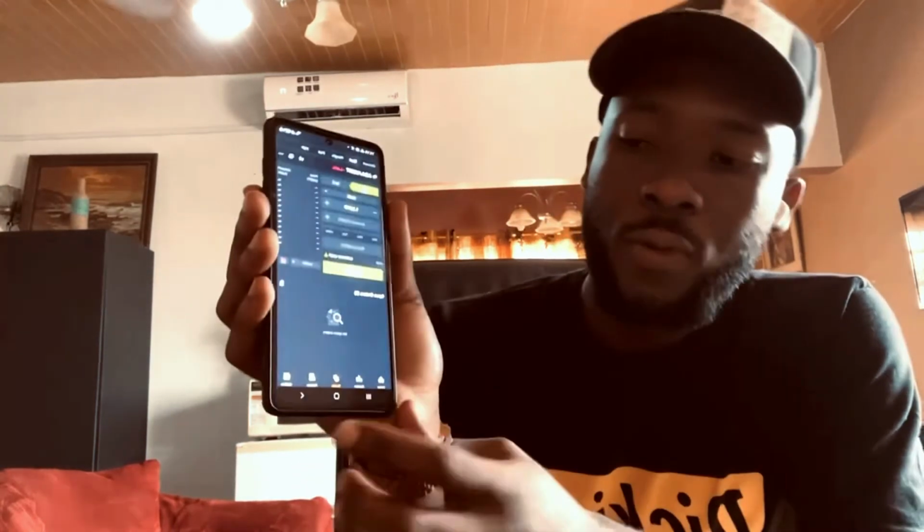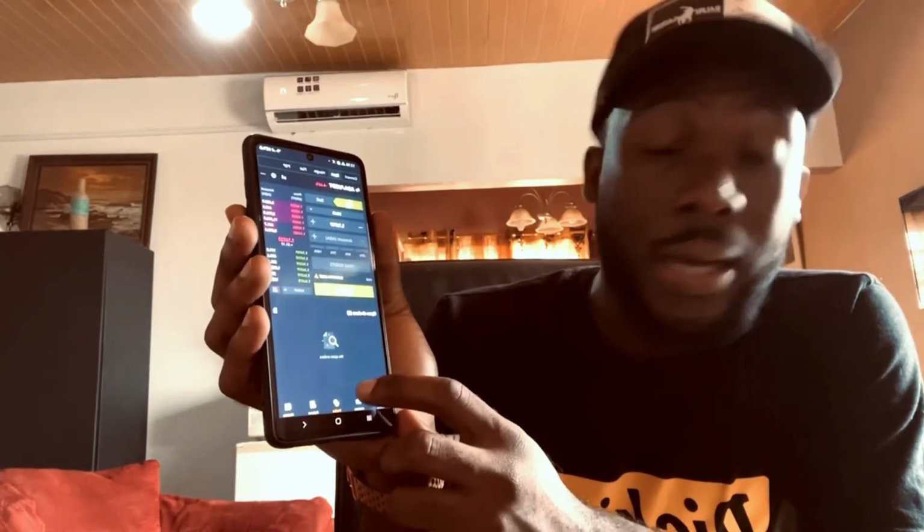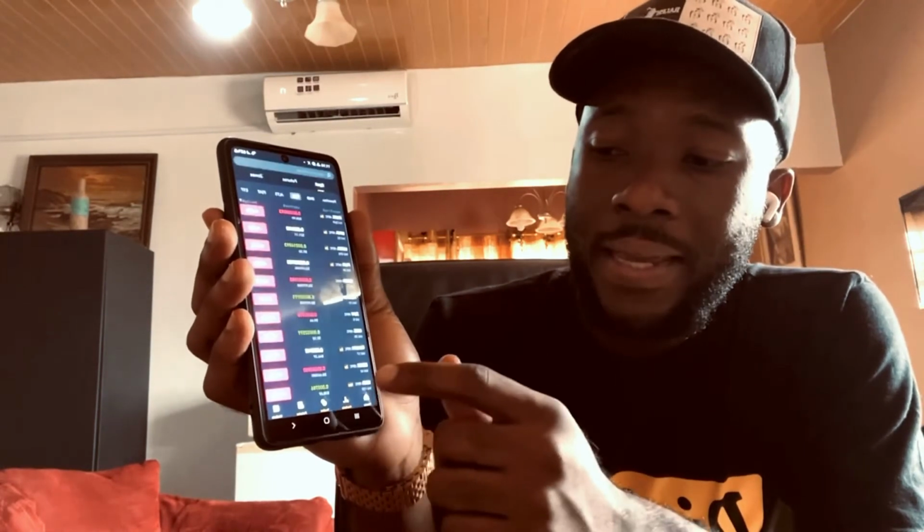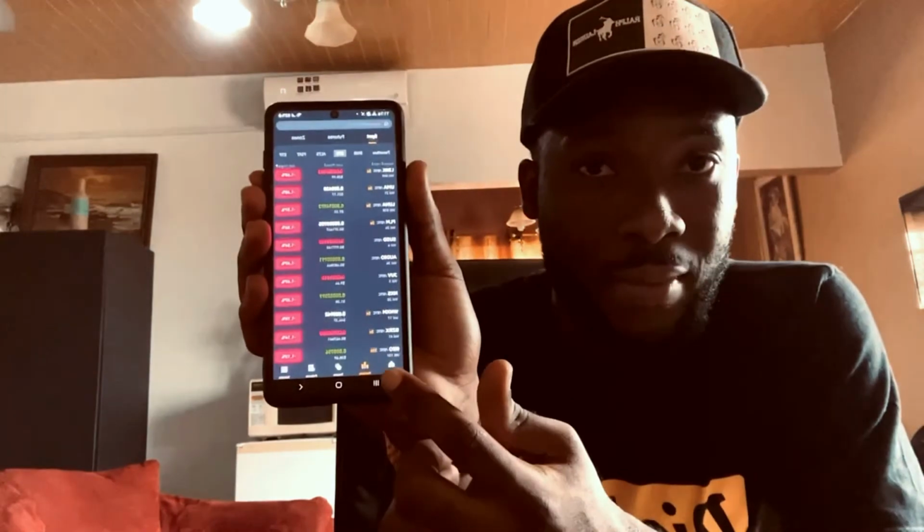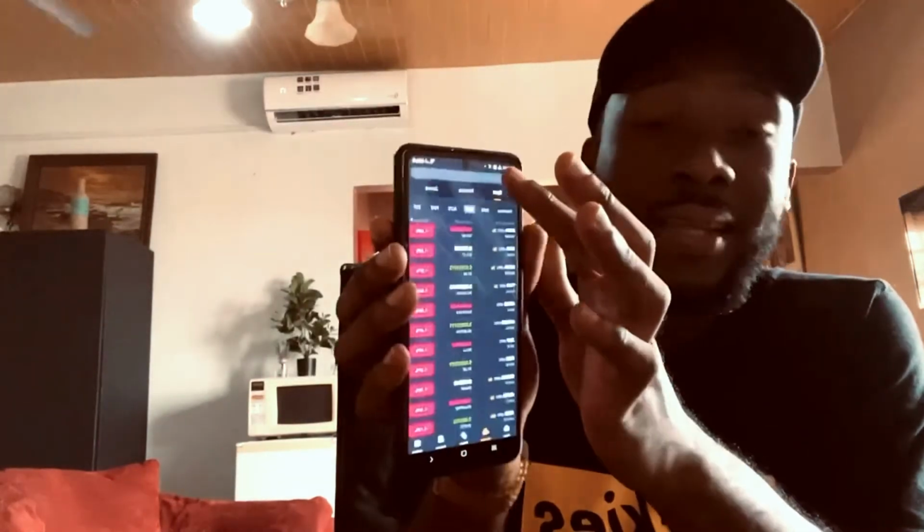Trade. So you will click on trade. No, you come to markets first. You will click on markets. You see markets. Markets is here. You come to markets. Then at the top you search for ADA. That is the coin name for Cardano's coin.